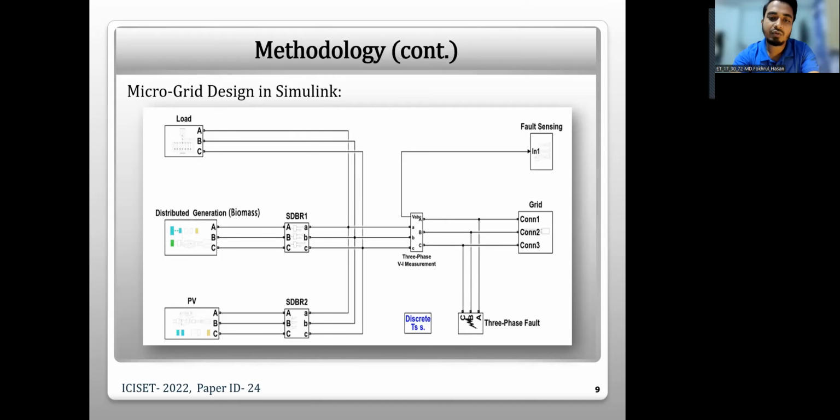This slide shows our designed grid connected microgrid. Here we have used two sources, which are PV and biomass. We also added some industrial and commercial loads. We have used a fault sensing device to detect the fault.